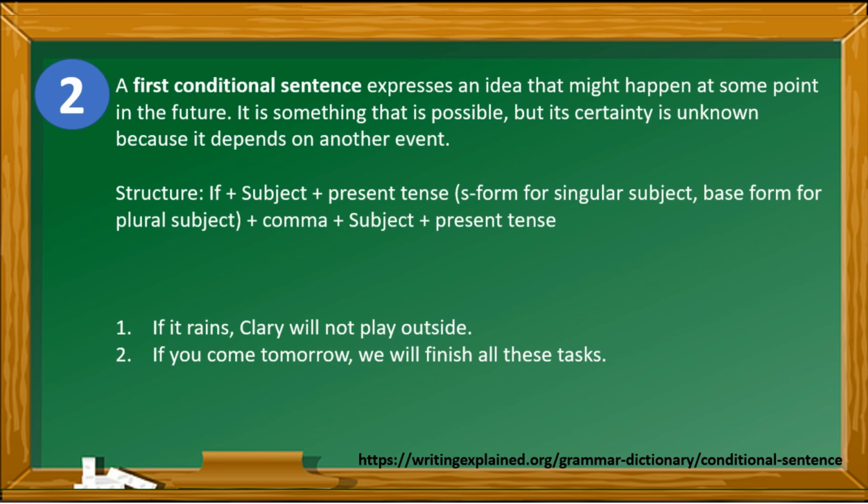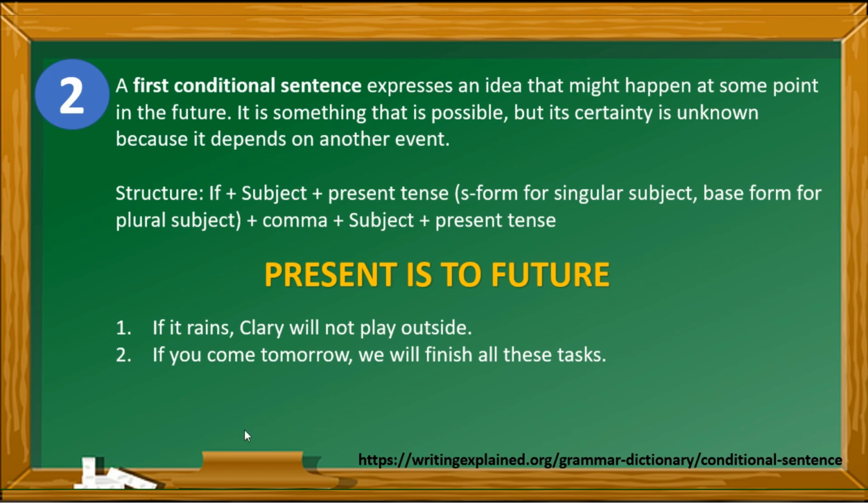The structure is if plus subject plus present tense. You use the S form for singular subject and you use the base form for plural subject. Then again, there's a comma, plus in the result clause, you have subject plus will plus the base form of a verb and the rest of the sentence. To summarize the structure, we will be able to come up with this. Present is to future. So what does it mean?